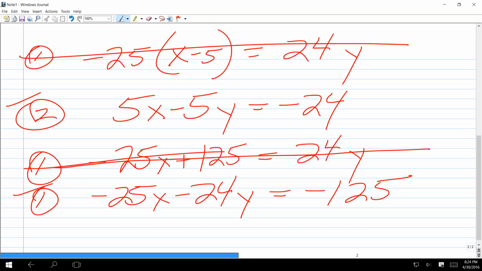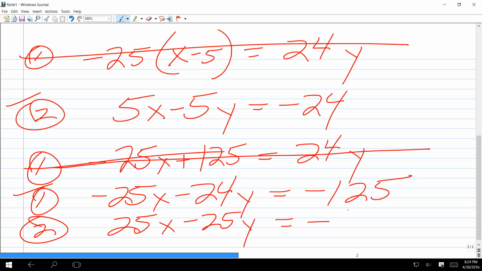And remember, my goal is to be able to eliminate a variable. Well, what if I take this equation 2 and I multiply both sides by 5? What am I going to get? I'm going to get 25x minus 25y equals, what's that, minus 120? So all I did was multiply this equation by 5, both sides. And now I have a new equation 1 and a new equation 2.